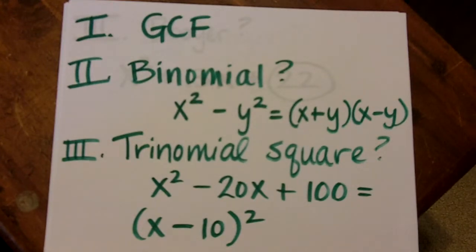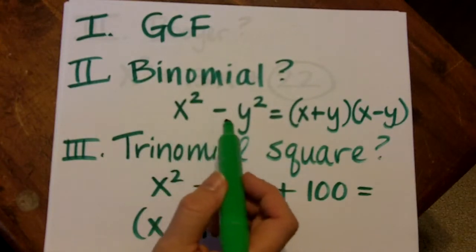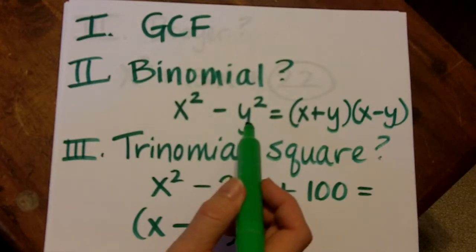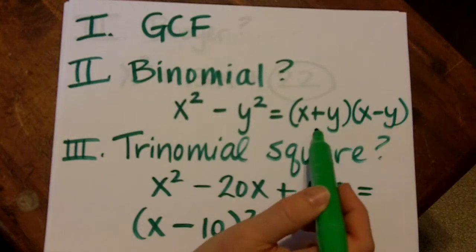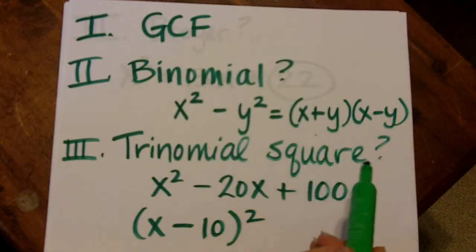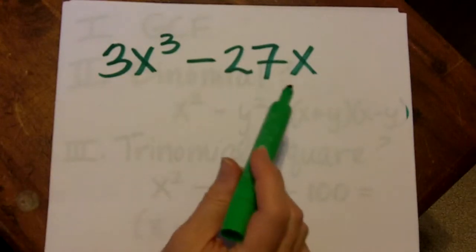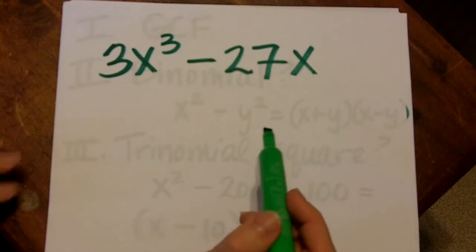But if you have a binomial, if it's in this form where you have something squared minus another something squared, or what's referred to as the difference of squares, then your factors are going to be a sum and a difference of those square roots. Let me give you an example. If you had 3x cubed minus 27x, it doesn't look perfect at this point.